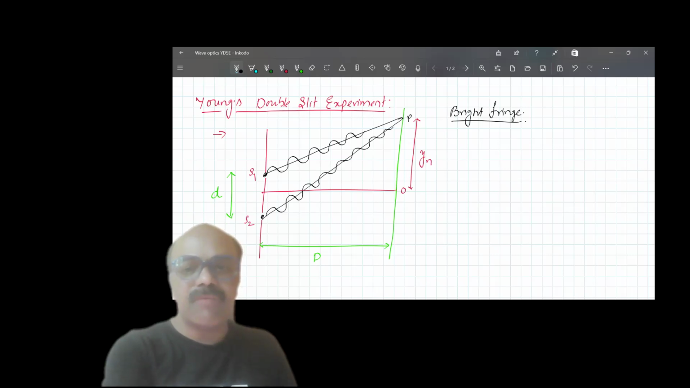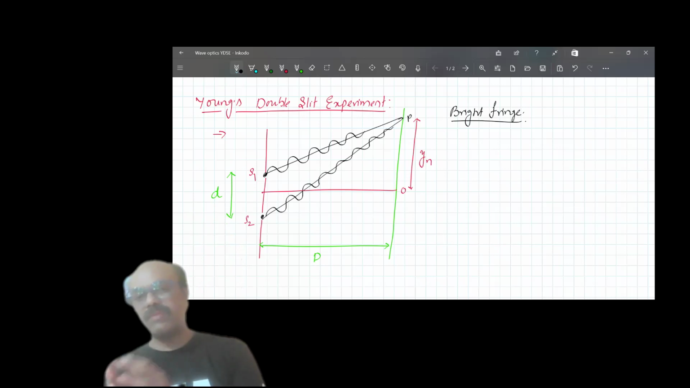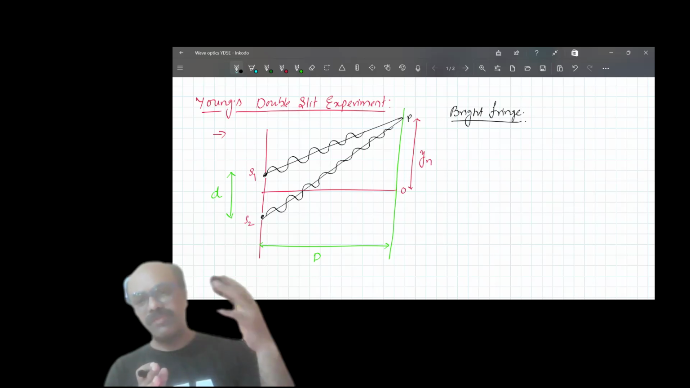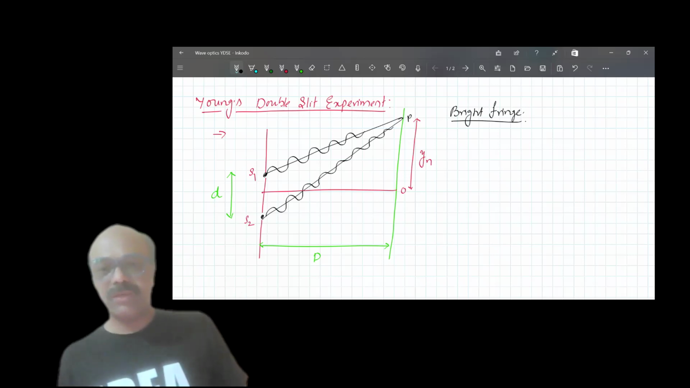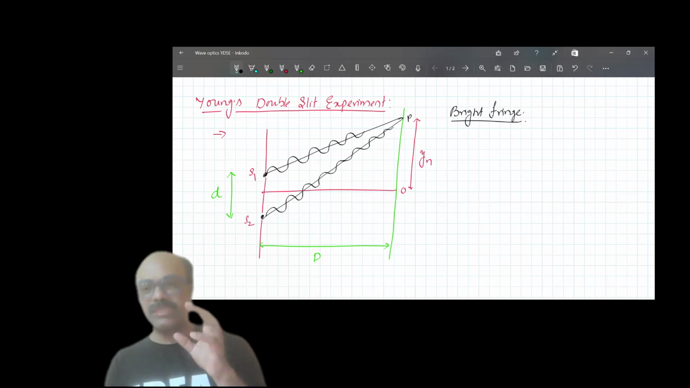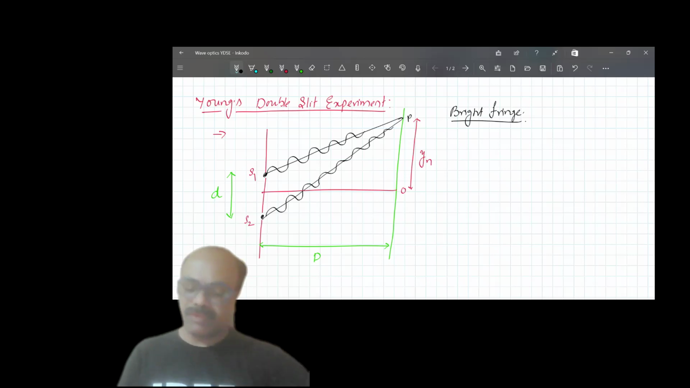When the first wave crest overlaps with the second wave trough, or the second wave crest overlaps with the first wave trough, unlike quantities are superimposed on each other. Then the intensity of the light reduces. That we call destructive interference. Now here they ask what the fringe width is and what the path difference is.